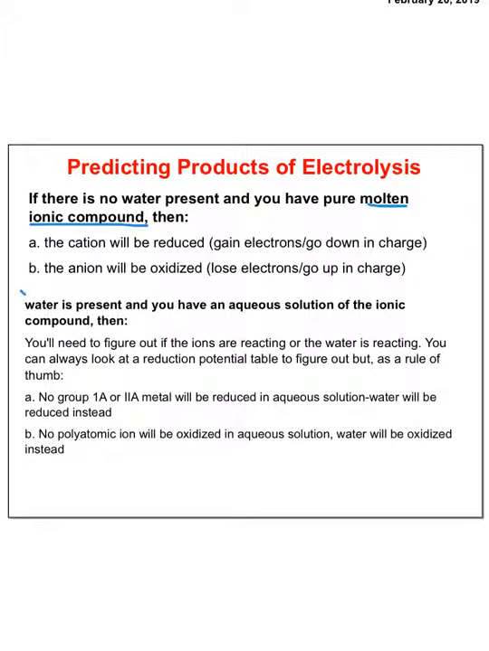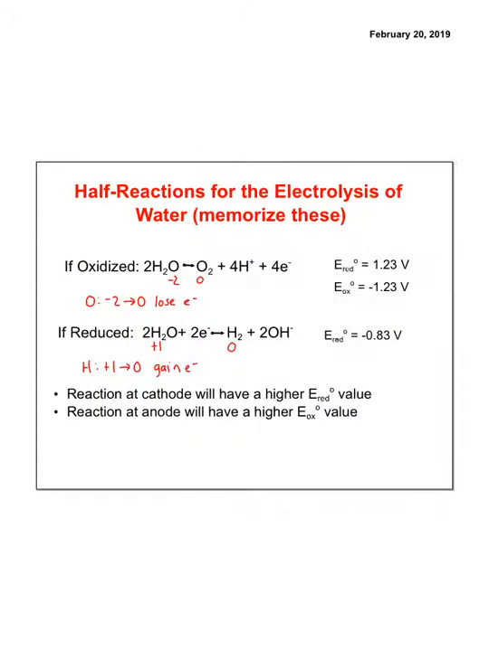The tricky part is if it's a solution, or aqueous, and water is present, then we have a competition between the ions that might be reduced from the ionic compound and water. So we have to look at the E° reduction values to figure that out. But here's some tricks as a rule that might work. No 1A or 2A metals, so column 1 and column 2, alkali metals and alkaline earth metals, will be reduced in an aqueous solution. Water is going to be reduced instead. And no polyatomic ion will be oxidized. Water will be oxidized instead. So those are tricks, but I'll show you how to figure this out. All right, this is something we just kind of need to know.